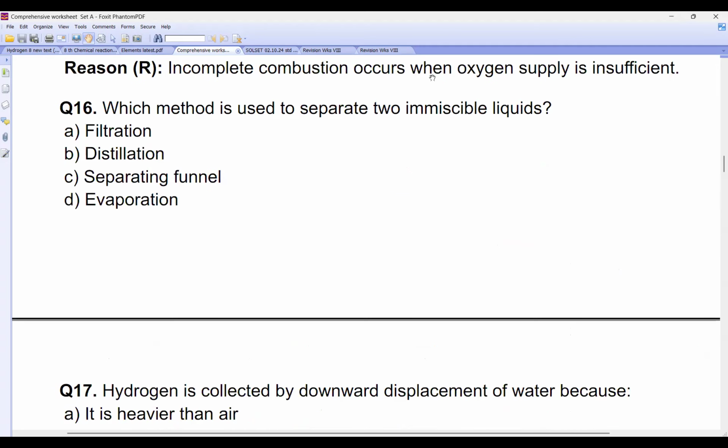Which method will be used for two immiscible liquids? Separating funnel. Very good. Next.